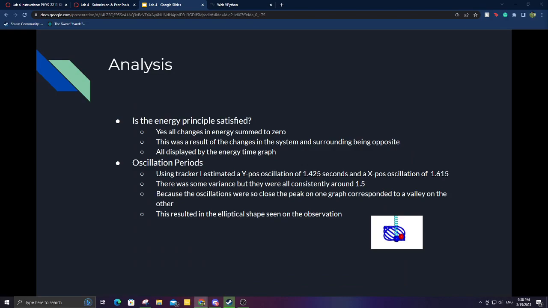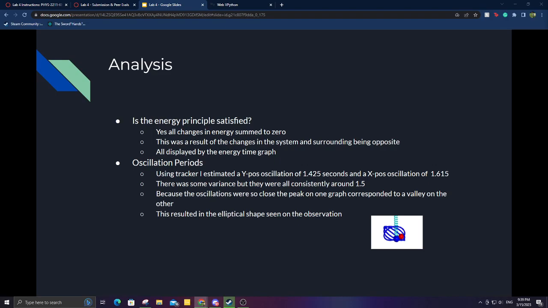Next, I would like to finish the report with some analysis. Firstly, we were asked if the energy principle was satisfied. My answer is yes. As shown on the previous slide, all of the energy summed to zero and remained that way for the duration of the model. This was a result of the energy in the system and the energy of the surroundings being equal and opposite, which was shown on the previous slide. In short, conservation of energy was held because delta E stayed zero for the entirety of the model.